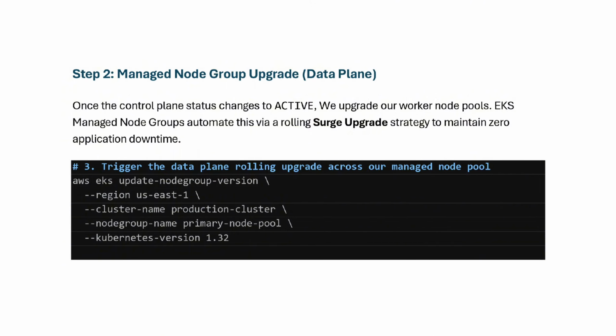So now after we observe the status change to active, we can upgrade the worker nodes pool by this command, that is aws eks update-nodegroup-version with the flag of region us-east-1, cluster-name flag with production-cluster, flag nodegroup-name, that is primary-node-pool, we can name it anything, and the target version, that is kubernetes-version 1.32. So the EKS managed node group automates this via a rolling surge upgrade strategy. This maintains zero application downtime. This is the command to execute it, or else you can do it in the UI of AWS as well by performing the upgrade. So we perform this after we have checked the status is active.